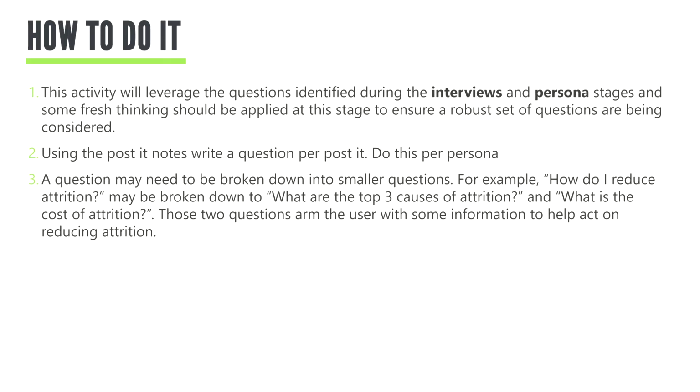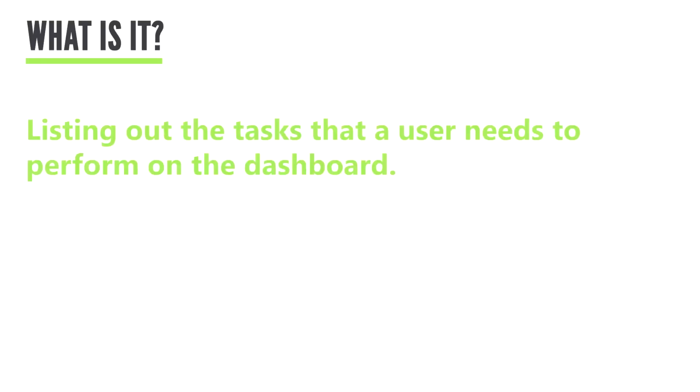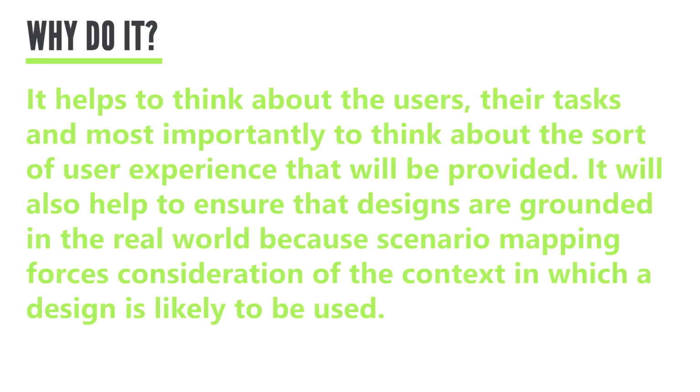And we're going to then continue on with scenario mapping. This is one of the most important steps in this process. It's a quick way to collaboratively create, discuss, and communicate user scenarios. It really makes you think about what people need to see. And this is sort of the first step in the visualization process of what the wireframe is going to look like. So you end up listing the tasks that a user needs to perform on the dashboard. And it helps to think about the users and what are the most important things they need to do. So that's sort of the prioritization we're going to have.